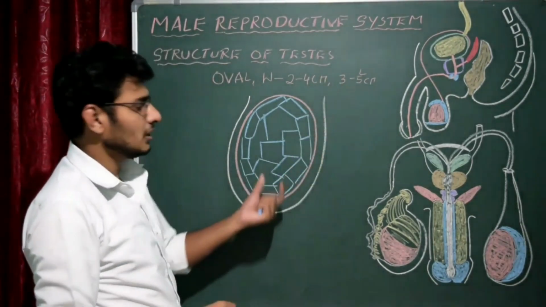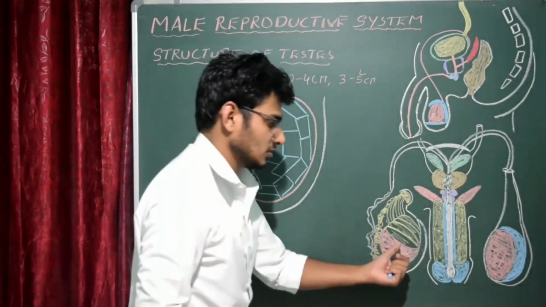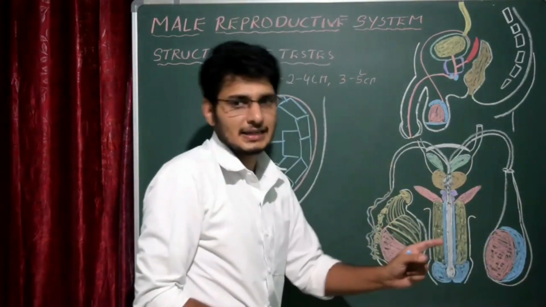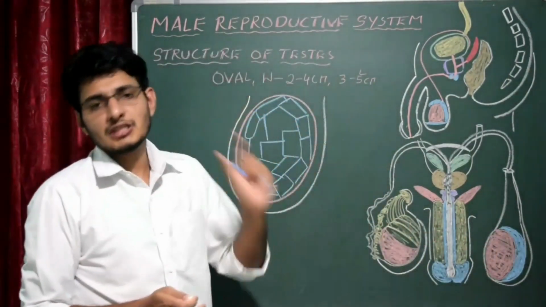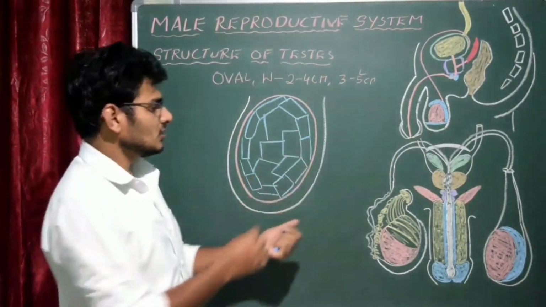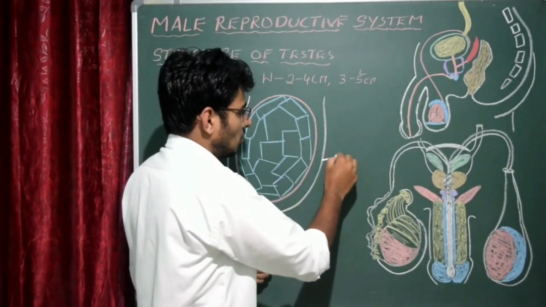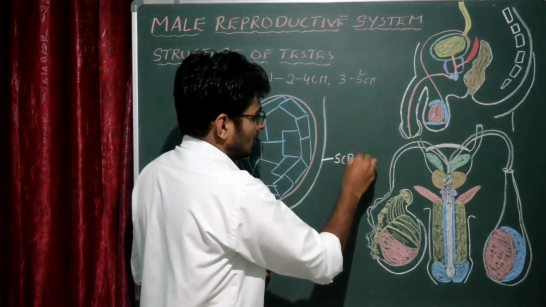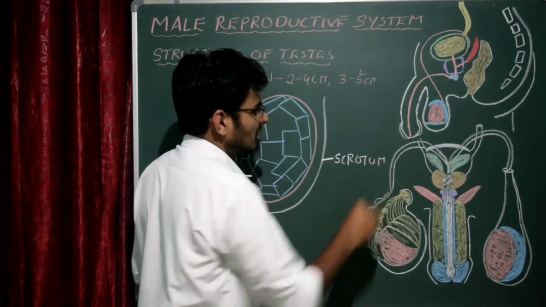A single bag normally contains a pair of testes. In this it looks like two bags. No, it is a single bag where each testis will be present. Got it? This skin bag is called the scrotum. So remember this, very important.